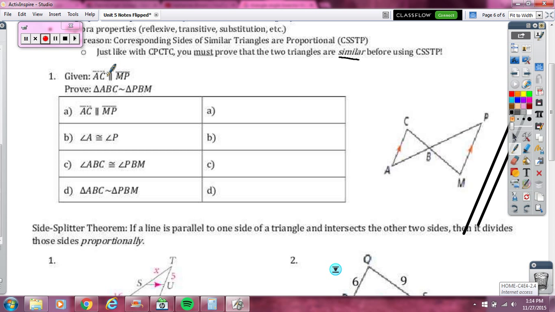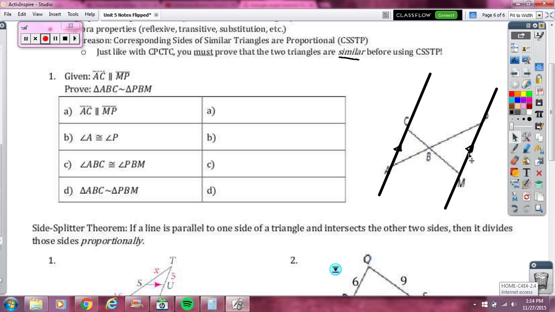Given information, which I would want to put in my picture, is that AC and MP are parallel. That's what these little triangles mean here. I like to extend those parallel sides because it helps me get a better idea of what's going on. So I've got my two parallel lines. And then the next thing that they're giving me in the proof, after the given, is that angle A and angle P have to be the same. So angle A is right here, angle P is right here.